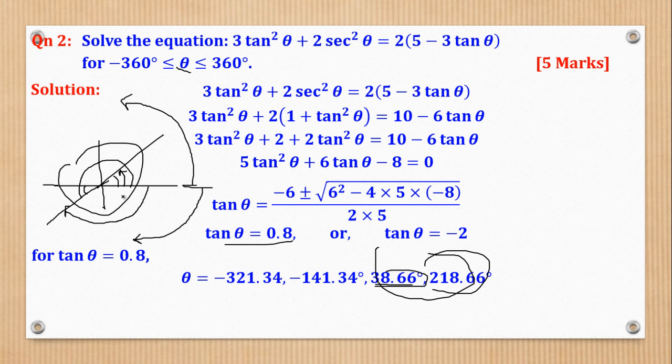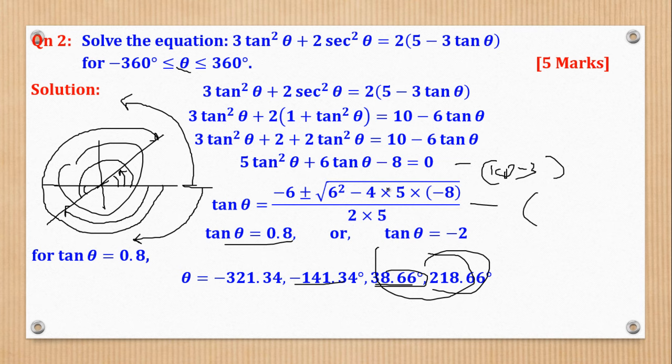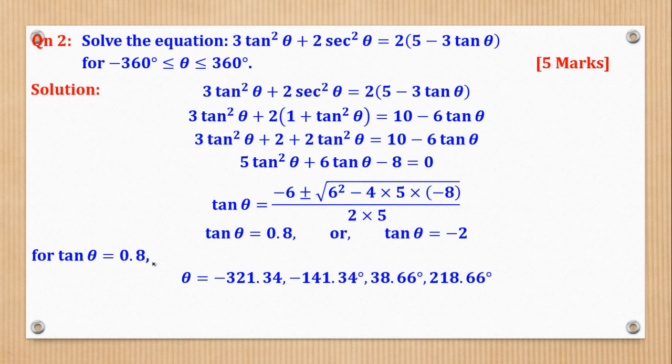That is negative of 180 minus 38.66. So how do you write it? You put a negative outside, because you're moving in a clockwise direction. Then in brackets you put 180 minus 38.66. You'll be able to get this one. Then the other one is also from here, and you move all the way up to here. So still you do the same: negative, in brackets 360 minus 38.66, which is here. So basically that's how all the four would be generated.